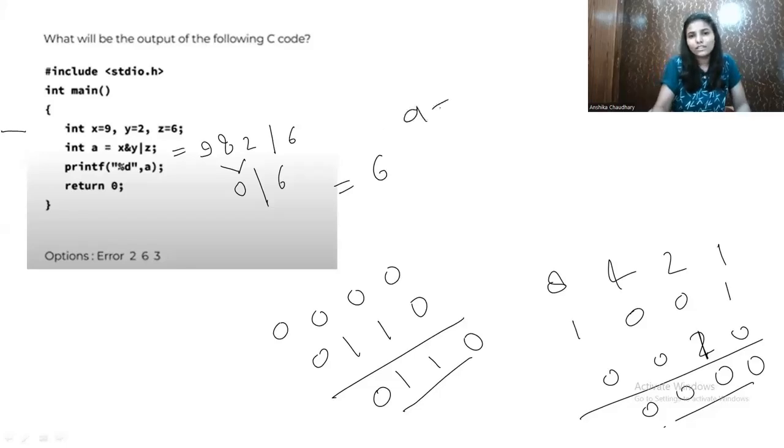So A value is now 6, and from here we have to print the value of A. So this will print 6, right? So 6 will be the correct answer for this question. I hope it makes sense and it is clear to you. So let's move on to the next question now.